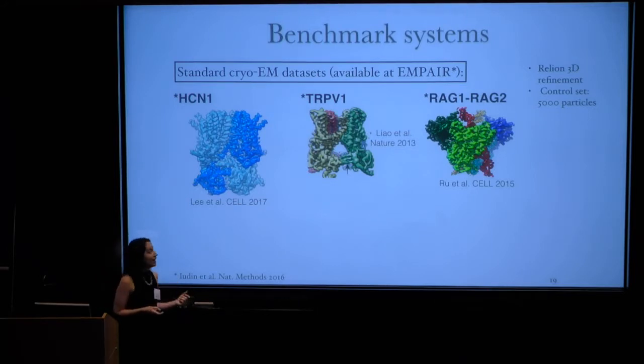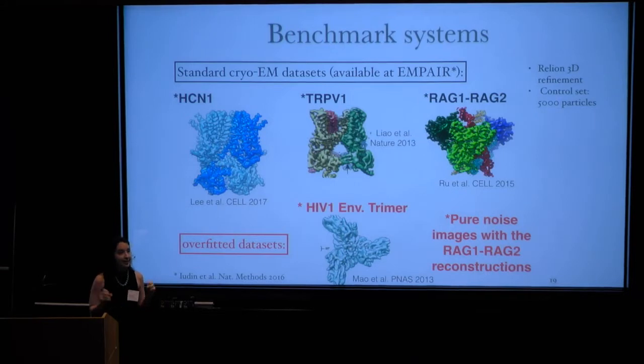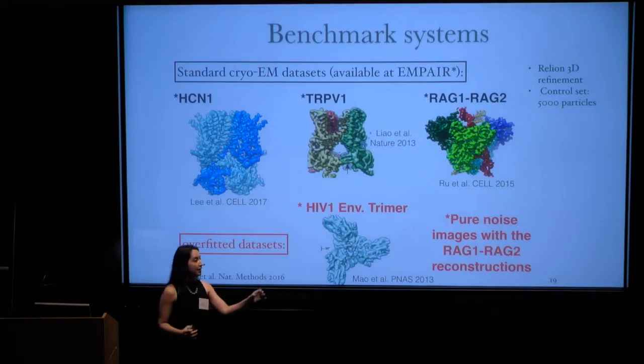And we also had 2 sets that mimic overfitting. So we have the HIV-1 envelope trimer. There has been some controversy with this system, where it has been suggested that the resolution estimate has been overfitted. And we also have a set of pure noise images with the RAG1 and RAG2 complexes. So basically, instead of having the experimental particle images, we have a set of images that only have Gaussian noise in them.